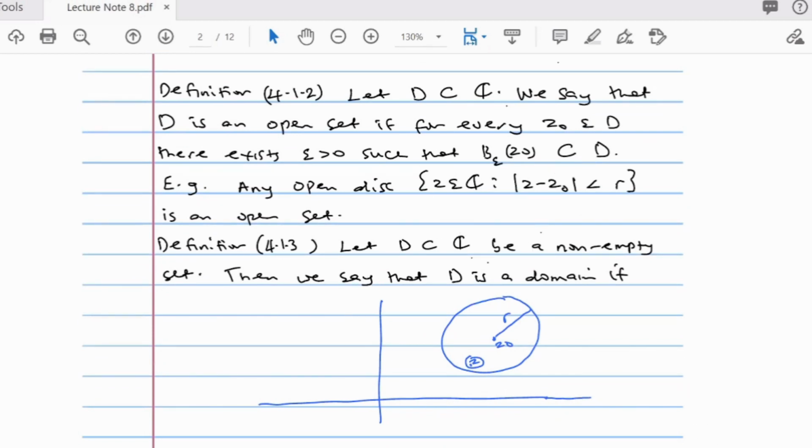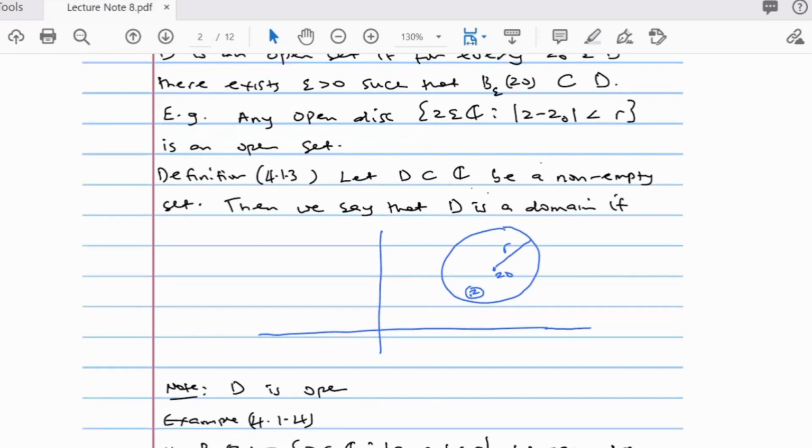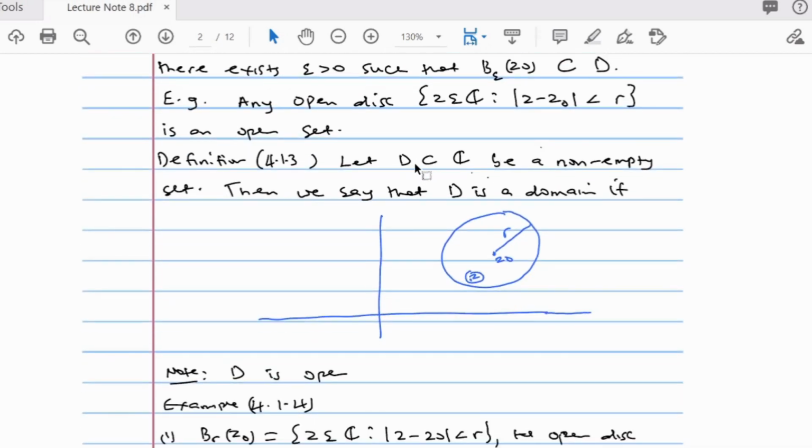Basically, we're talking about domains in the theory of residues. So what is a domain? A non-empty subset of C is called a domain if it is open. So in this setting, every open set is called a domain, meaning that this is your set D, and this is your complex plane. This set D is open if for every point you pick in D, you can construct a ball around that particular point. So that is what an open set is.